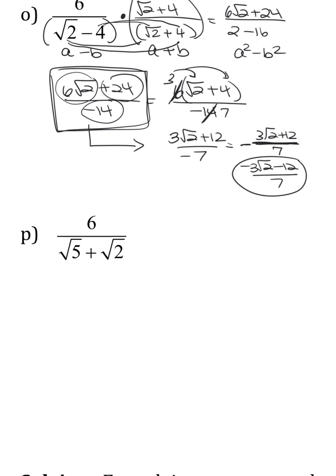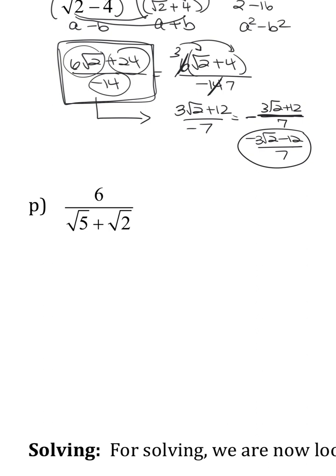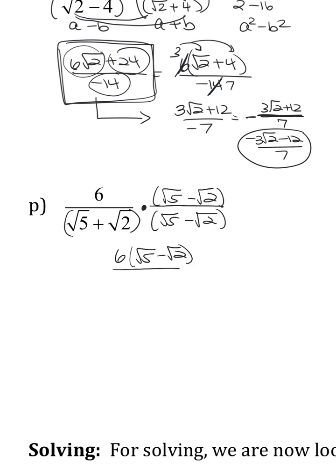All right, so let me do one more with you, and I'll have you try Q on your own. To make this a difference of squares, the conjugate would be root 5 minus root 2. And so I multiply by root 5 minus root 2 over root 5 minus root 2 because I want to multiply by a factor of 1. I'm going to hold off on distributing. I'm going to just squeeze the numerator together.